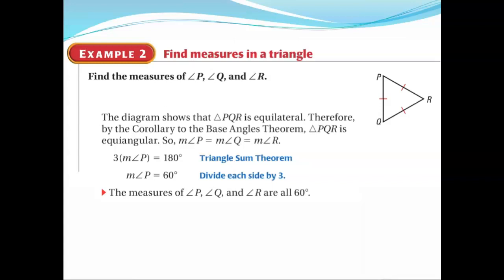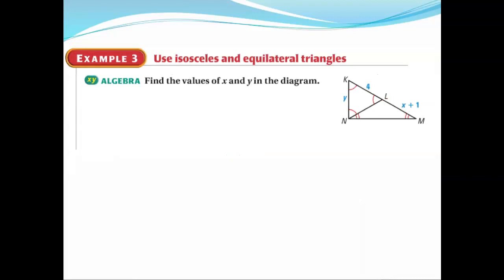All right, let's look at example 3. Find the values of x and y in the diagram. So looking at the diagram here, it looks like we have an equiangular triangle, KLN, and we also have an isosceles triangle here, LMN. Now, we're going to use that information to help us find x and y.